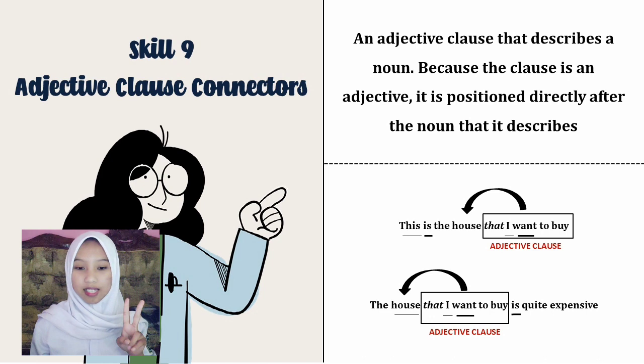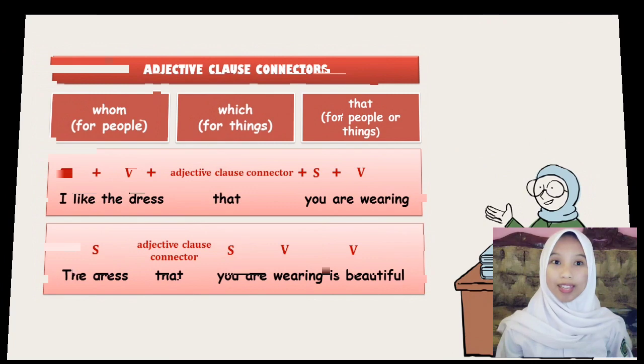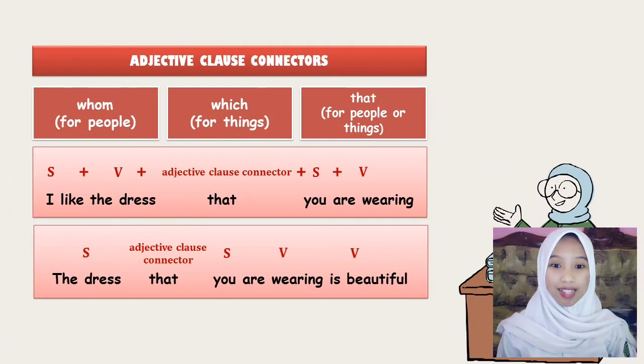In the second example, there are also two clauses. House is the subject of the verb is, and I is the subject of the verb want. In this sentence also, that is the adjective clause connector that joins these two clauses, and the adjective clause that I want to buy describes the noun house. Okay guys, we are going to the next slide.